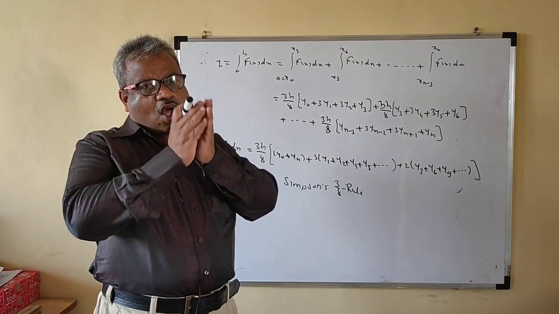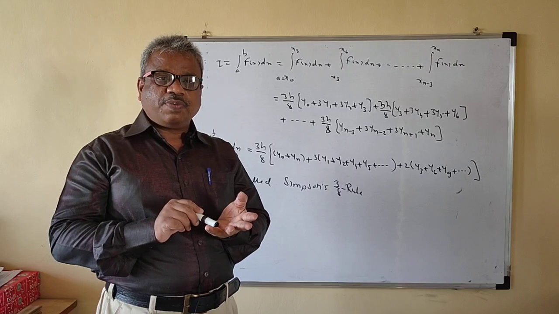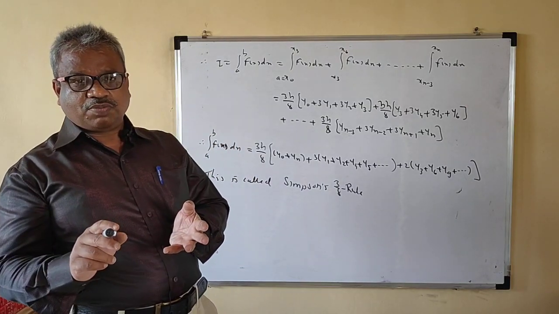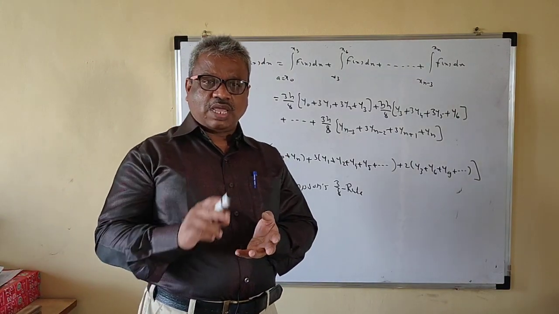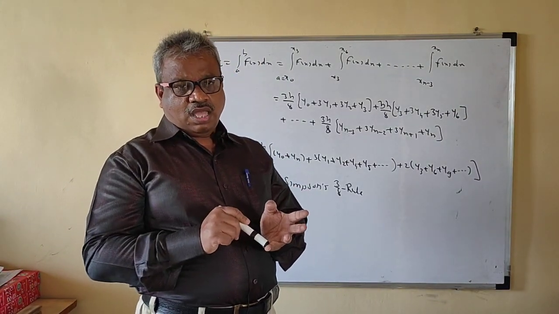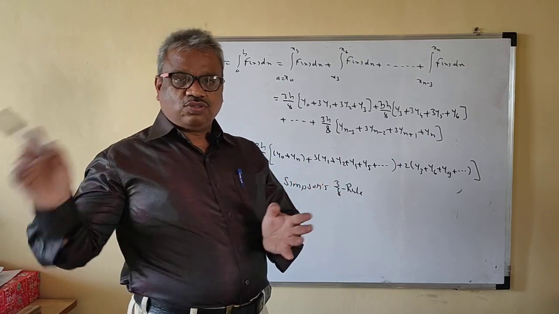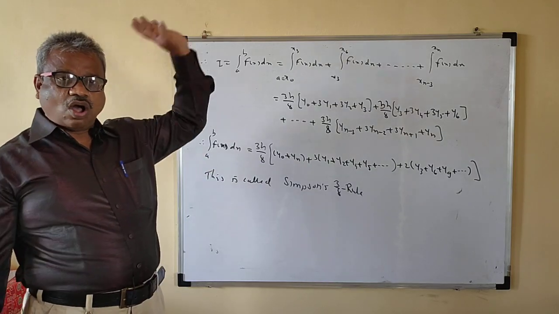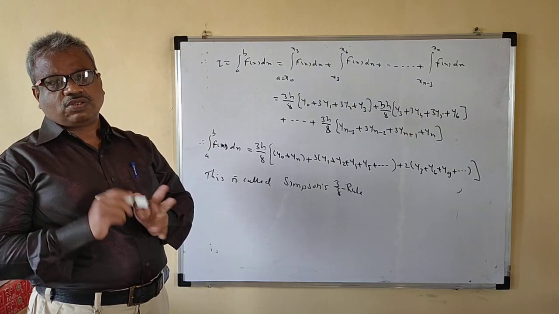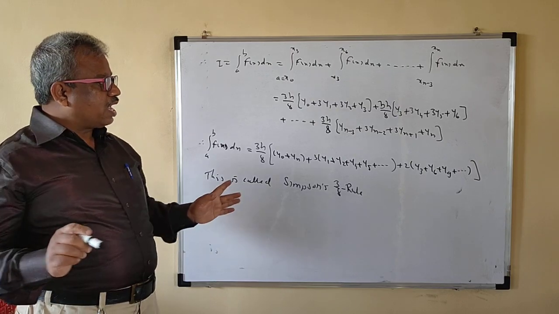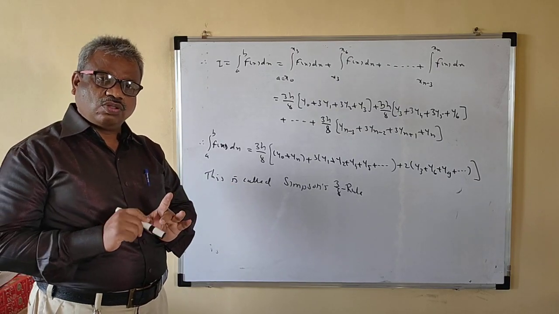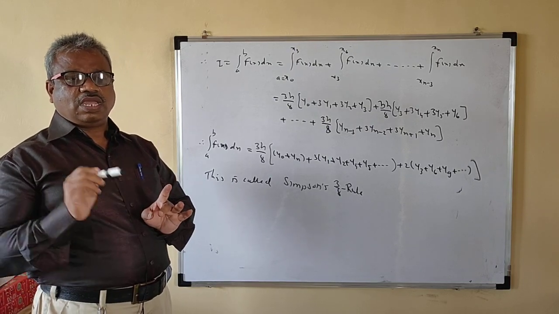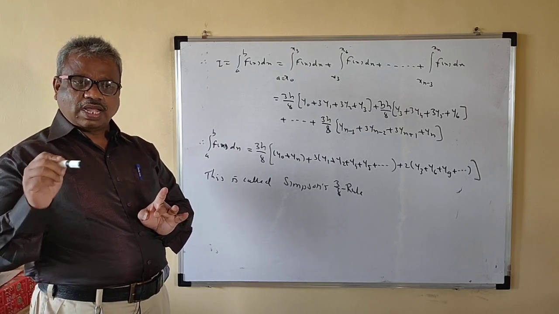If you want to apply all the rules, what will be the possible values of n? It must be even and it must be a multiple of 3. The numbers which are even and multiples of 3 are 6, 12, 18 and so on. For those you can apply all the formulas: the trapezoidal rule, Simpson's 1/3 rule or Simpson's 3/8 rule. Note that for Simpson's 3/8 rule alone, n should be a multiple of 3, that means 3, 6, 9, 12 and so on.